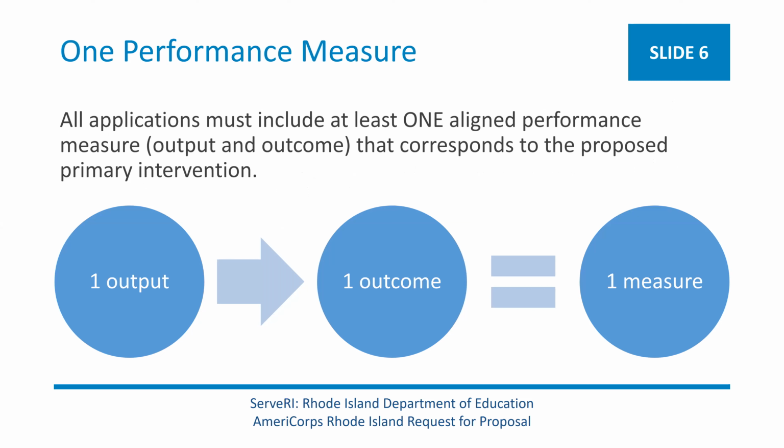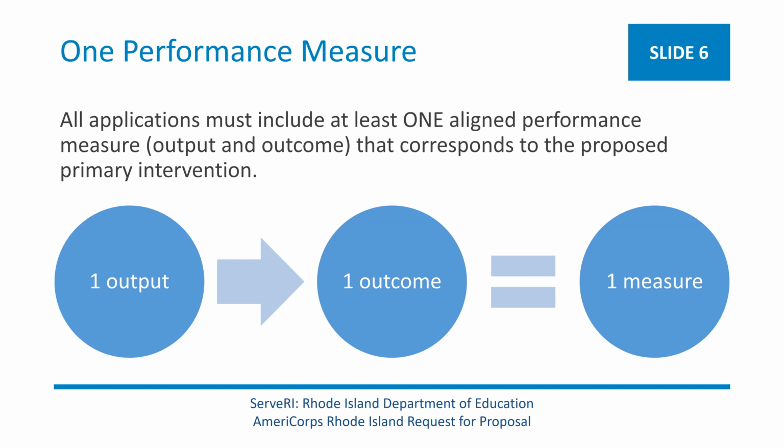On ServerEye RFP page 9, you'll read that we do expect applicants to select a performance measure or create one to correspond to a primary service intervention performed by the AmeriCorps members, but not corresponding to each and every potential member activity or community impact. We value the quality of performance measures over the quantity of performance measures. So in the application, you're going to say your performance measure includes one output and one connected or aligned outcome.